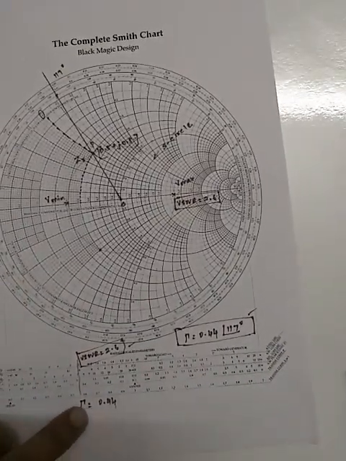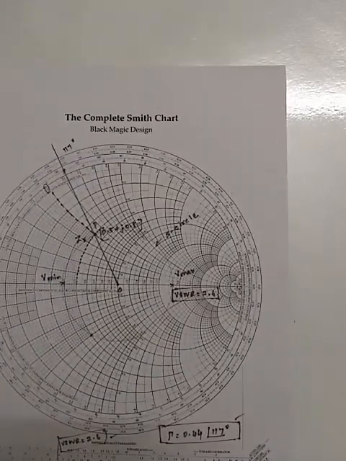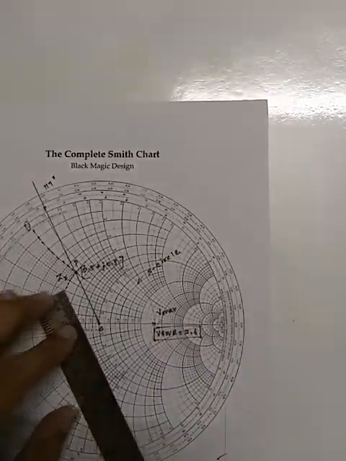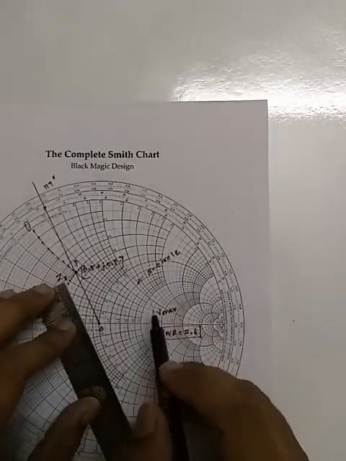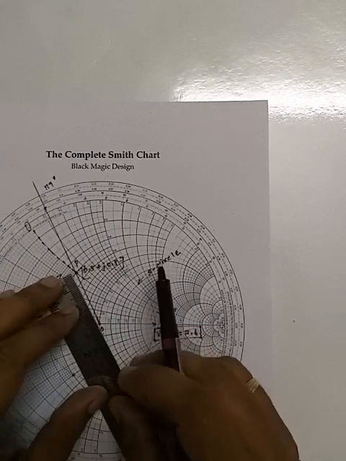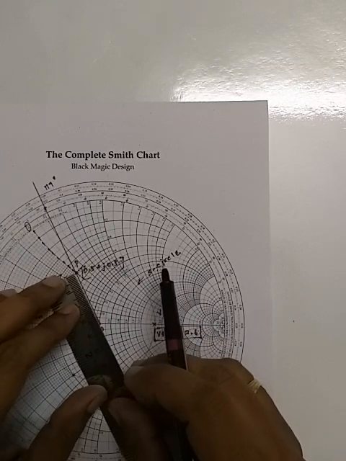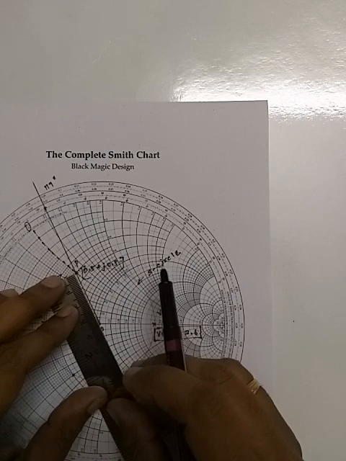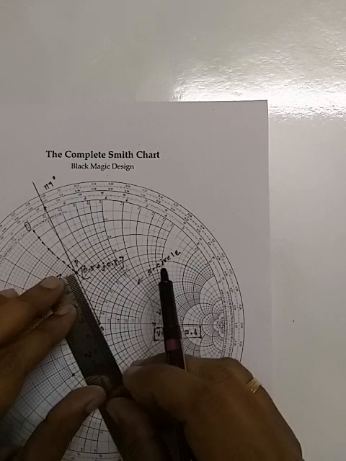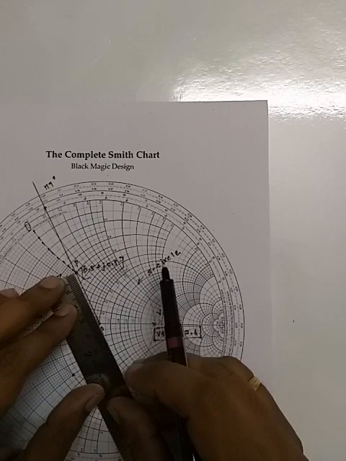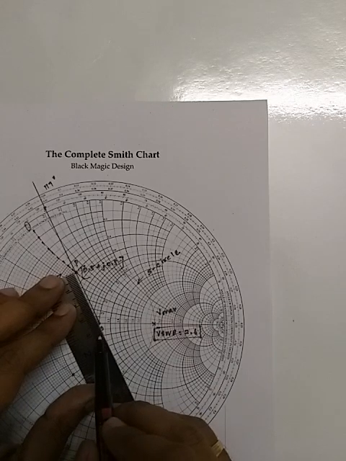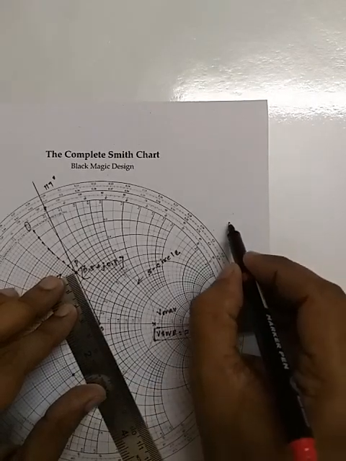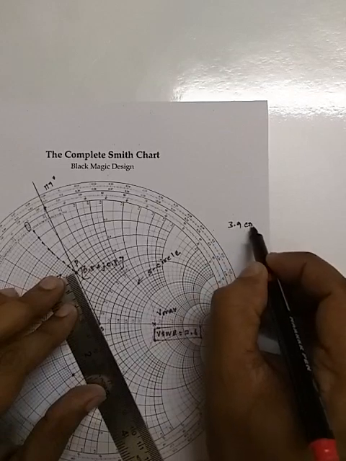This is one method of finding the reflection coefficient. And another method is also a simple one. From the center, we have already drawn an S circle. So find the radius of the S circle with your scale. If you find the radius of the circle, you can see that it is around 3.9 centimeter.